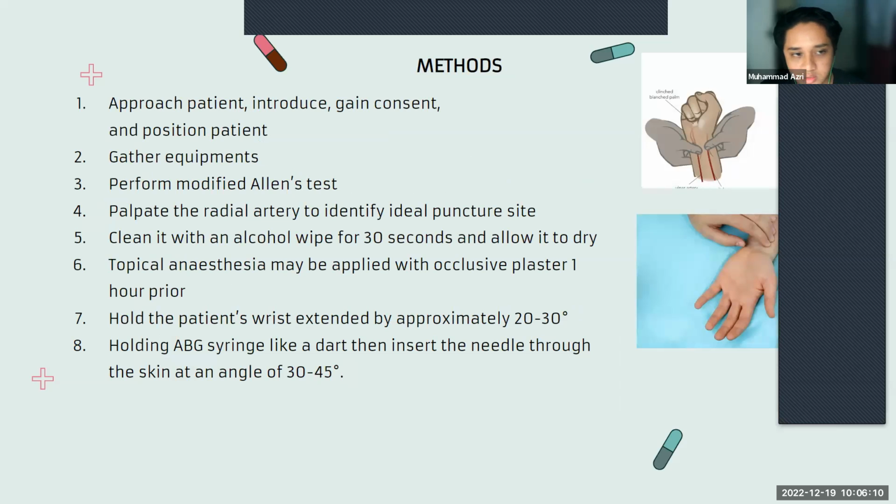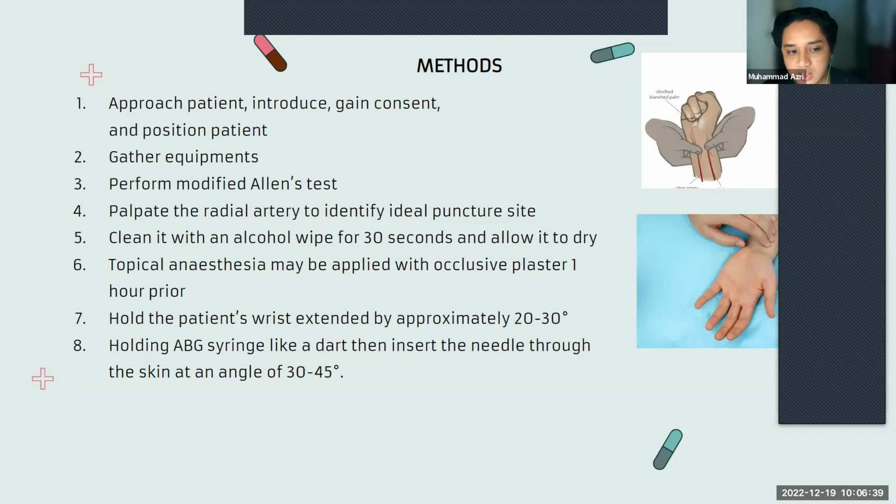The method on how to perform: firstly, approach the patient and also the caretakers, introduce, gain consent, explain the procedure, and also position the patient. Gather all equipment and make sure that all are functioning. Perform modified Allen test to see whether the hand is fit to be used for arterial puncture. Palpate the radial artery to identify the ideal site for the puncture, and then clean it with an alcohol wipe for 30 seconds and allow it to dry.